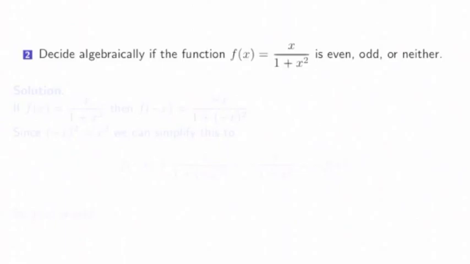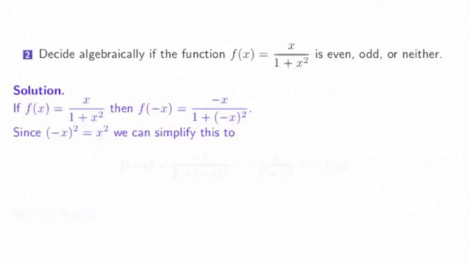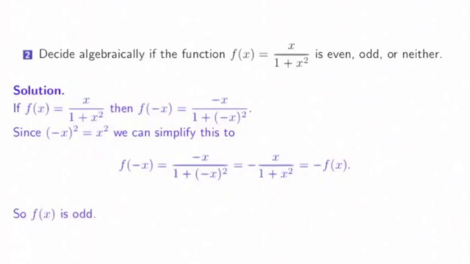Here's another function. f of x is x divided by 1 plus x squared. Even, odd, or neither? We can compute f of minus x. Replacing x by minus x, we get minus x in the numerator. The denominator becomes 1 plus the quantity minus x squared. Since minus x, the quantity squared, is x squared, we can simplify the denominator. And so we get minus x over 1 plus x squared, which is the same as minus 1 times x over 1 plus x squared. And so we're getting minus f of x. Since f of minus x is minus f of x, this function is odd.